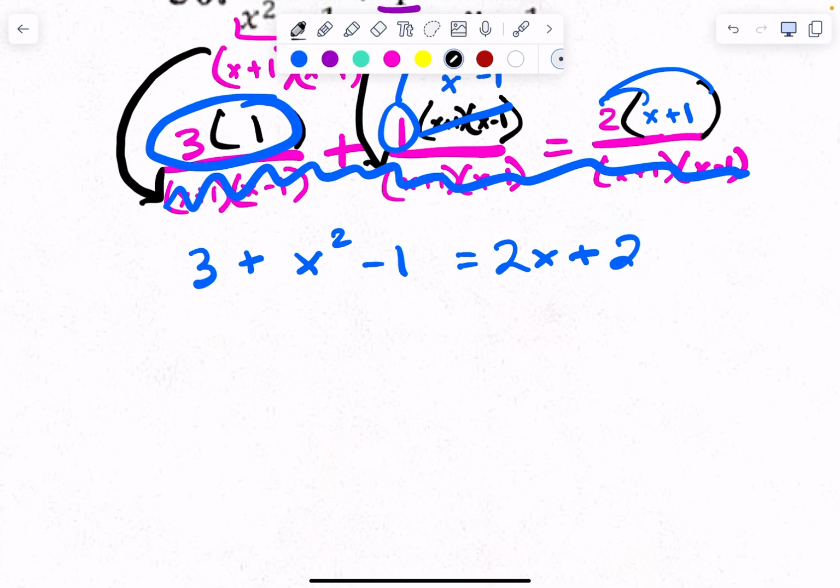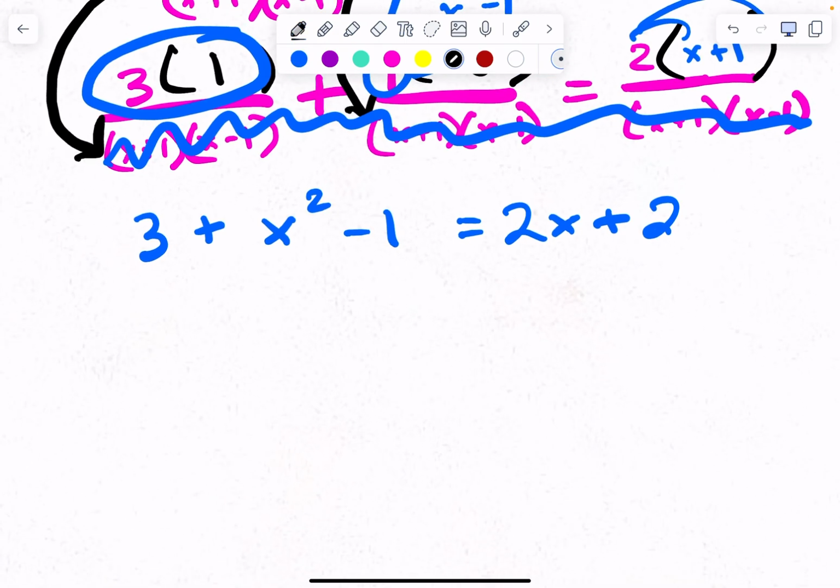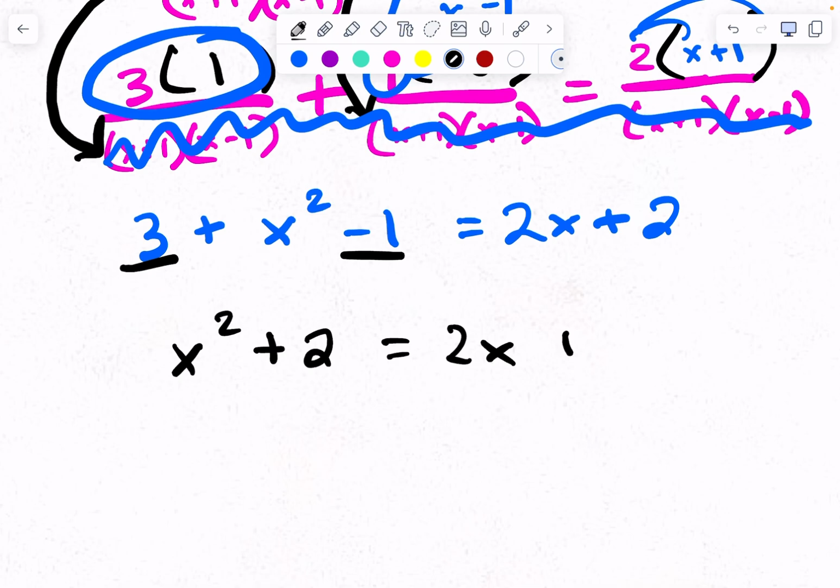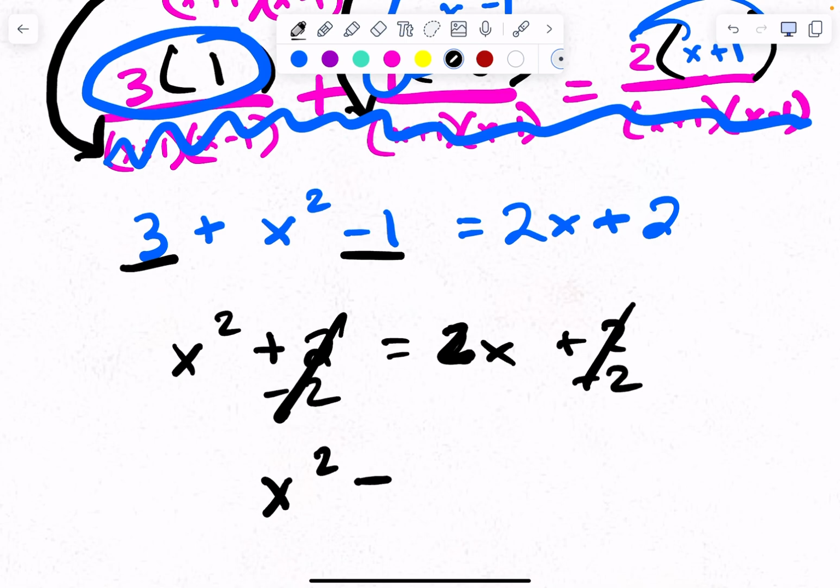All right. Next thing. What shall we do next? Move the 2x over. One thing I would do first, add the 3 and negative 1 together. x squared plus 2 equals 2x plus 2. Now what? Subtract the 2. You can't do that, no, subtract 2. Yeah, that's gone. x squared equals 2x. Now what?